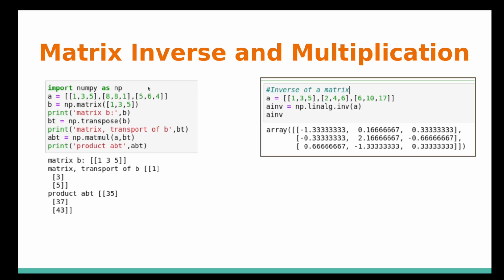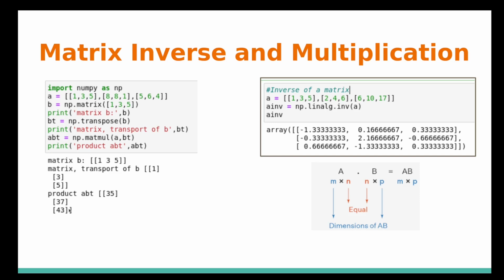Similarly, I can have NumPy imported here. I have my A. I'm converting my B, writing B as a matrix, which is 1, 3, 5. And if I print matrix B, I can see that it is printing 1, 3, 5. If I do the transpose of B, then you can see that it has taken that 1 row, 3 columns to 3 rows, 1 column. Okay. Now, if I do np.matmul, which is matrix multiplication, of A comma B transpose, I can get the product, which is 35, 37, 43.